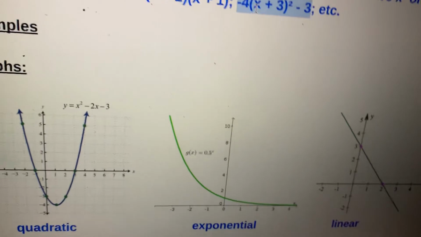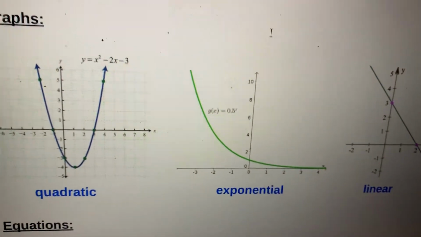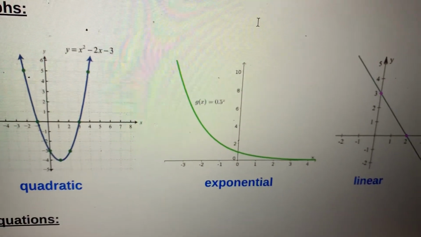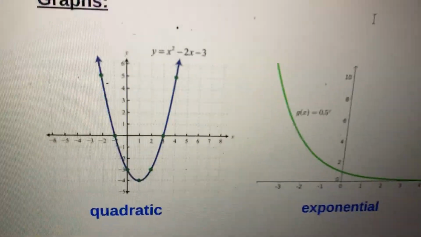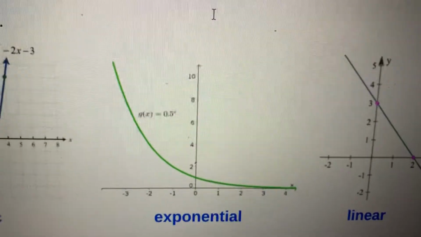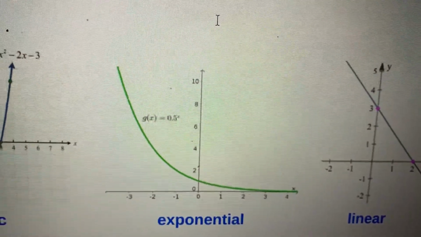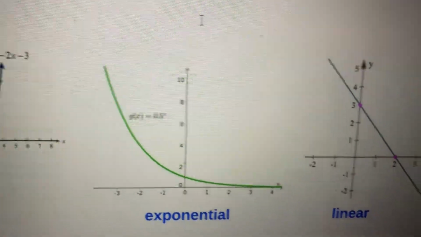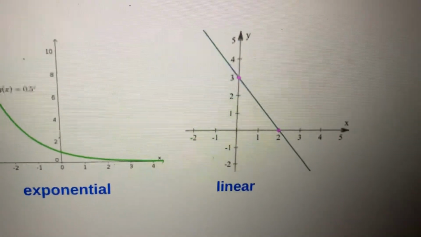So graphs, in my opinion, are pretty easy to tell the difference of if it's linear, exponential, quadratic, or even neither. So this here is quadratic because it makes a parabola. This middle one is exponential because it kind of looks like a Nike swoosh. It's a very sharp curve. And linear, of course, makes a straight line.